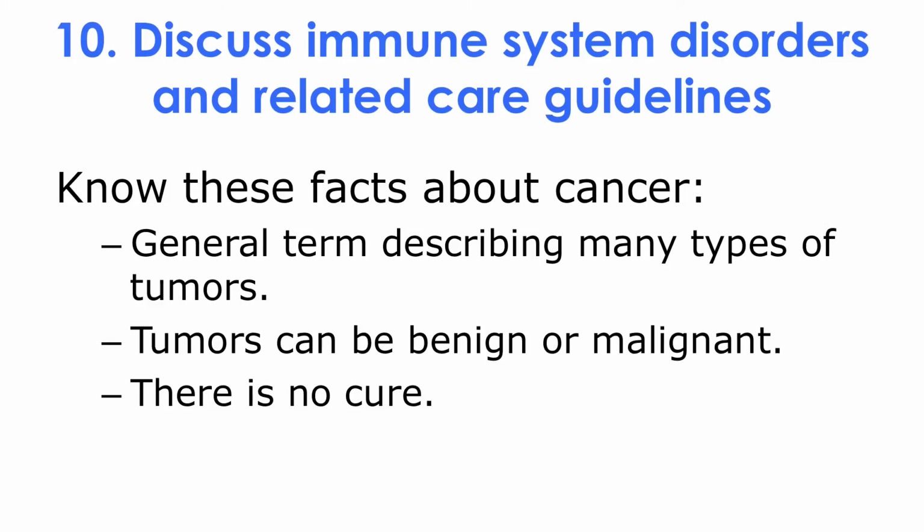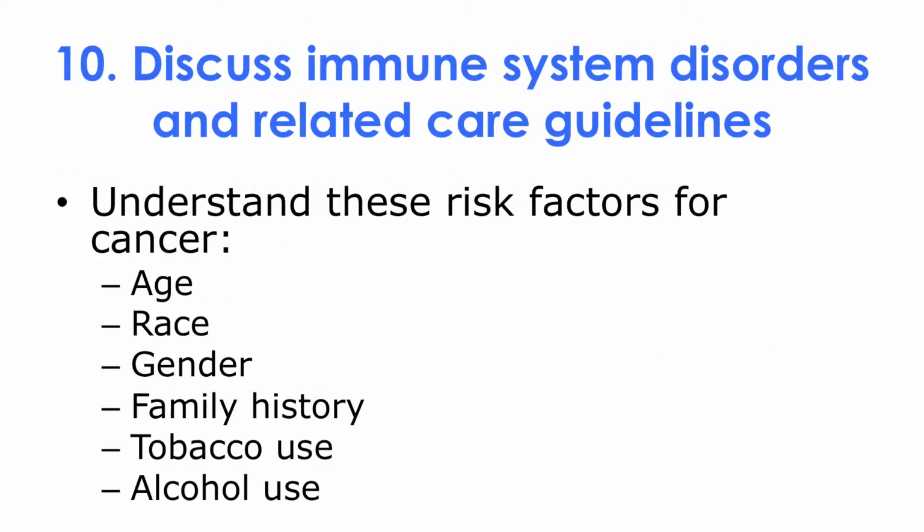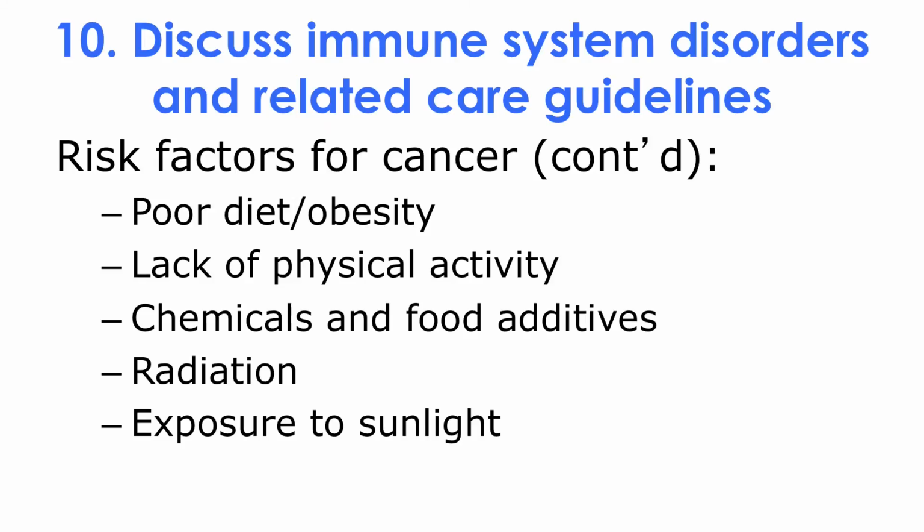So let's talk about facts about cancer. It's a general term describing many types of tumors. Pretty much, tumors can be benign or malignant, and also there is really no cure for it. Understand these risk factors for cancer. Some of the things that could cause an increased chance of cancer are age, race, gender, family history, tobacco use, and alcohol use as well.